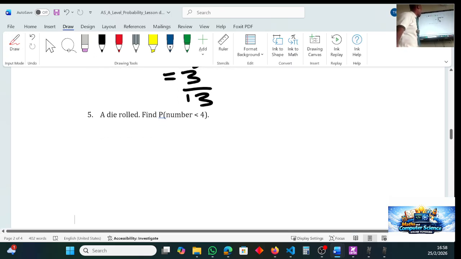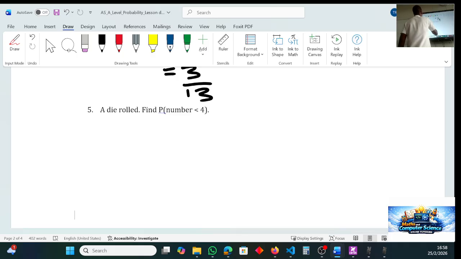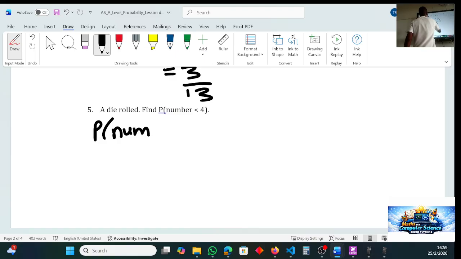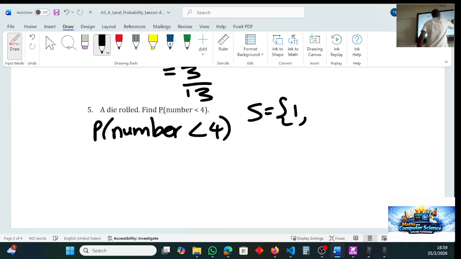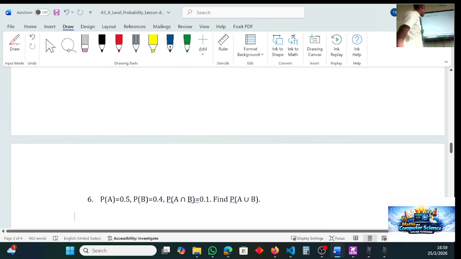Then moving on, a die is rolled. Find the probability that the number picked is less than 4. Our sample space for a die is 1, 2, 3, 4, 5, 6. If a number is less than 4, it means it's 1, 2, 3. So this is going to be 3 out of the size of our sample space, which will simplify to 1 over 2.